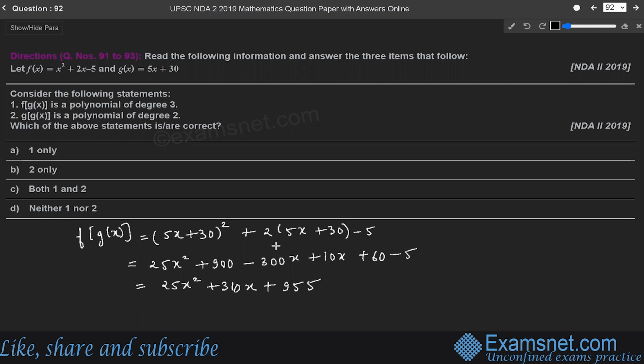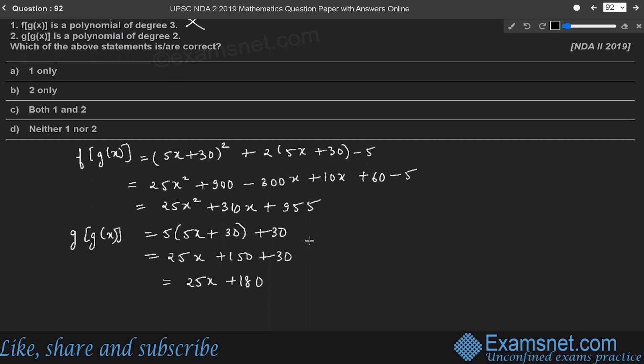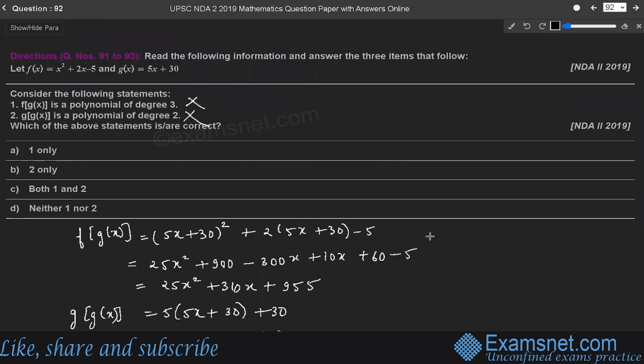Therefore, we can say that the first statement is not correct. Now, the second statement is g of g of x. So, g of g of x will be equal to 5 into (5x plus 30) plus 30. So, it will be equal to 25x plus 150 plus 30, which is equal to 25x plus 180. Here the degree is 1. So statement 2 is also not correct. Hence the correct option for this question is option number D, which is neither 1 nor 2.